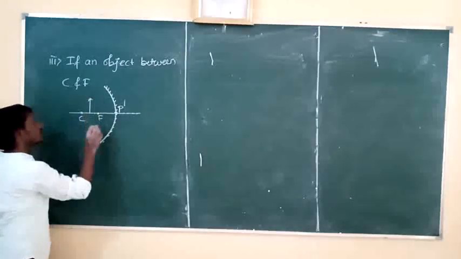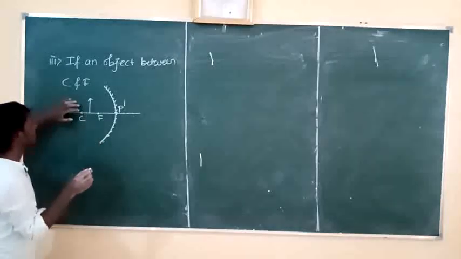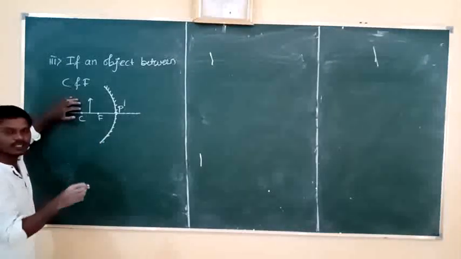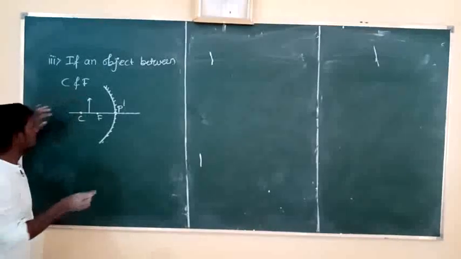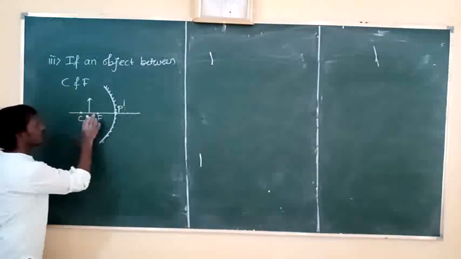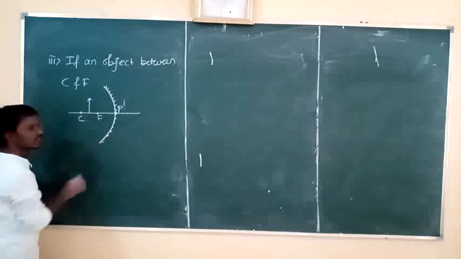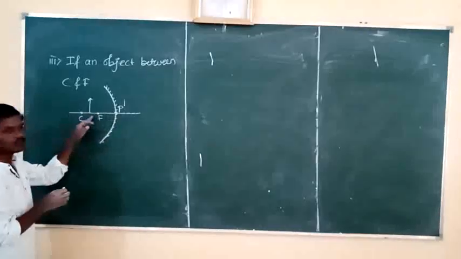In the previous case, where is the object? Object is at C. Where is its image? That is also at C. Okay. But where is the object now? In between C and F. Object distance is less than the radius of curvature and greater than the focal length.